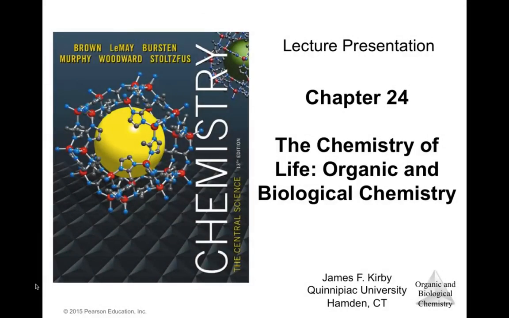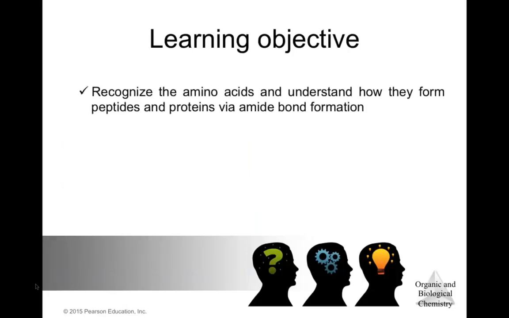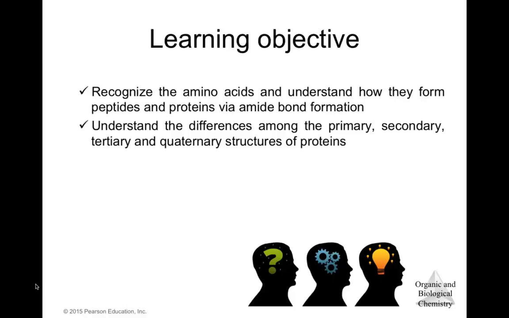This is the third part of Module 24, the chemistry of life, organic and biological chemistry. By the end of this module, you will be able to recognize the amino acids and understand how they form peptides and proteins via amide bond formation. Also, you will understand the differences among the primary, secondary, tertiary, and quaternary structures of proteins.